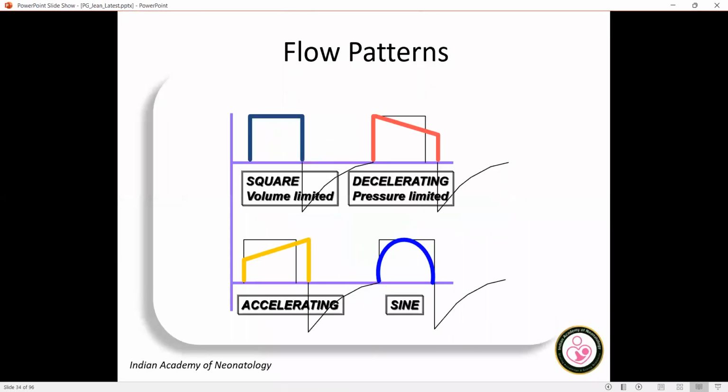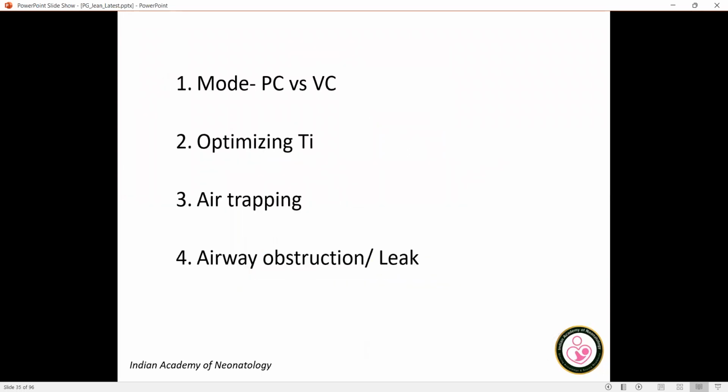These are the different flow patterns I already told. In volume control, it will be square, and in pressure control, it will be decelerating. And the sine waveform is usually seen in spontaneous breathing. The most important thing here is that first we can identify the mode. Second important thing we can learn from the flow waveform is how to optimize the TI. Then another important thing is air trapping, airway obstruction, and leaking.